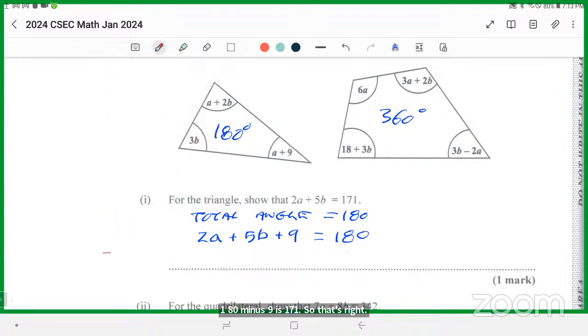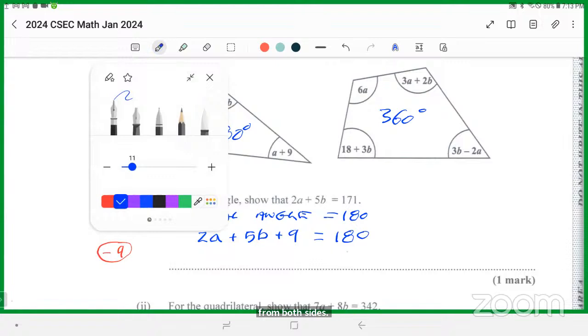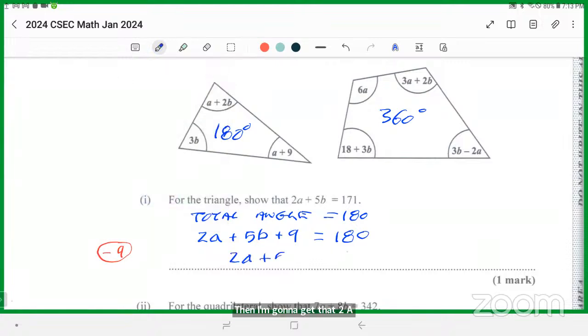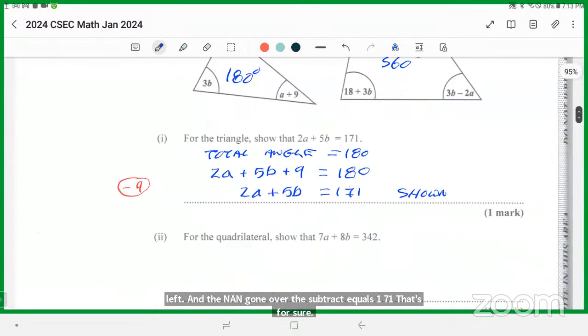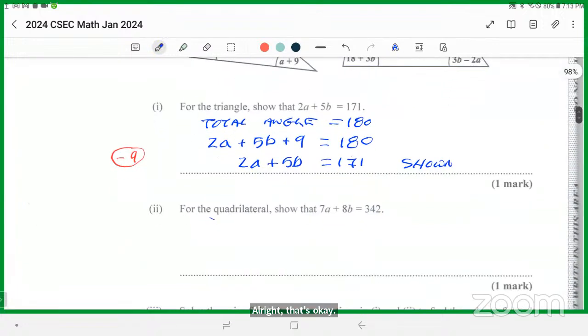If I subtract the 9 from both sides, then I'm going to get that 2A plus 5B is going to be left, when the 9 has gone over there to subtract, equals 171. That was shown. All right, that's okay? Good. Then they're asking us for the same thing for the quadrilateral.